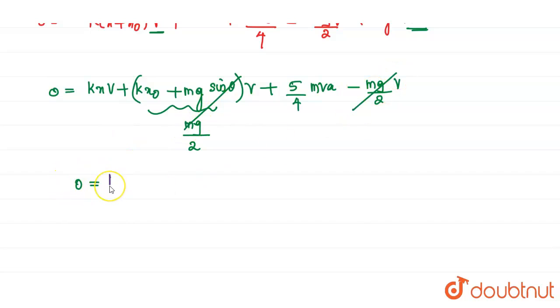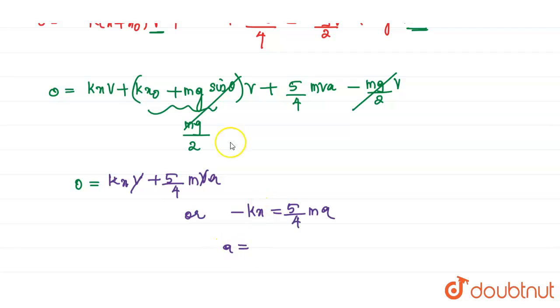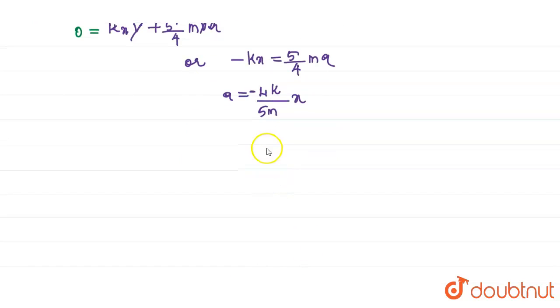Then we get kx into v plus 5 by 4 m into va. V can be cancelled, and we get minus kx equal to 5 by 4 ma, or a equal to minus 4k divided by 5m into x. Here there is a negative sign and there is an x. So this is the equation for the acceleration we obtain.